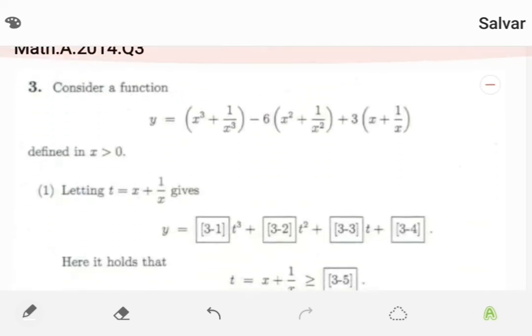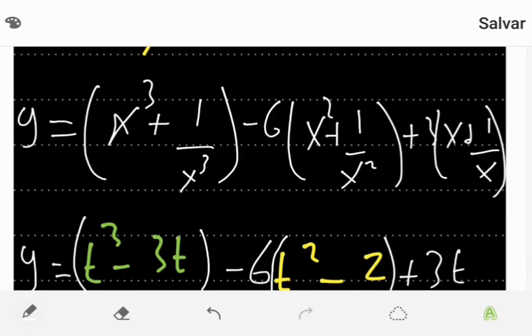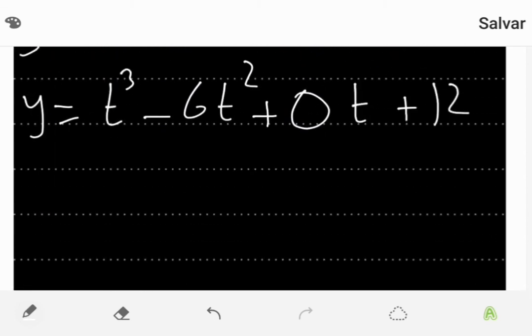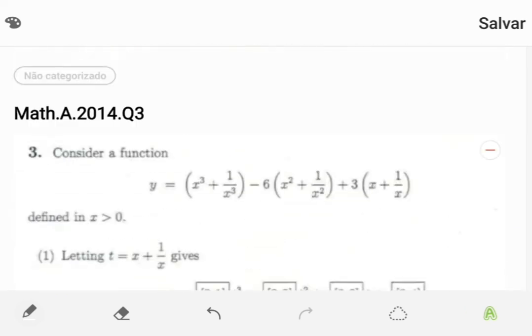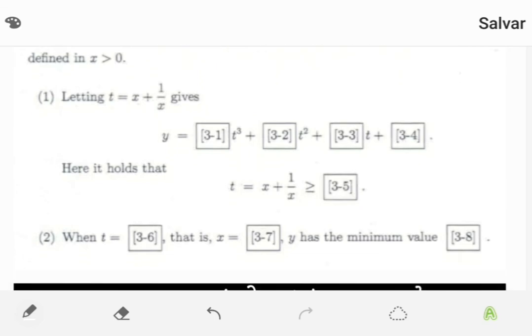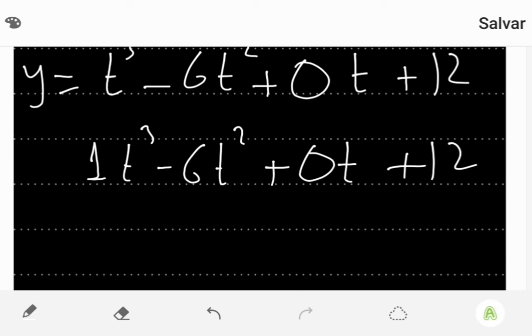So what is the answer for the first part? Well, he's asking what goes in with every one. The first is 1t cubed minus 6t squared plus 0t plus 12. Let us just see if he has the minus sign. He doesn't have the minus sign for the minus 6, so you need to consider it, okay? So the answers are going to be 1, minus 6, 0, and plus 12, okay?